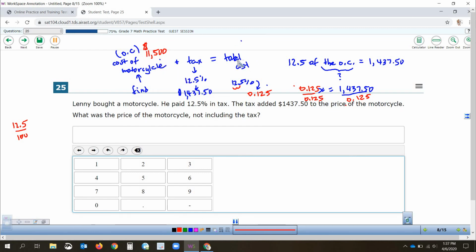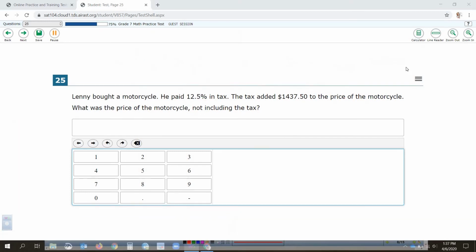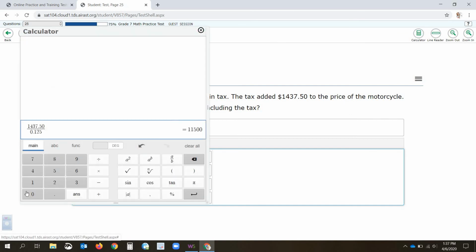So they didn't ask us for the final cost or the total cost, but the total cost would be those two added together. And if we wanted to check our answer, we could take this 11,500, multiply it by the 12.5% and see if we actually do get that answer. So why don't we do that? 11,500. Whoops. Clear all, shall we? Let's clear it all.